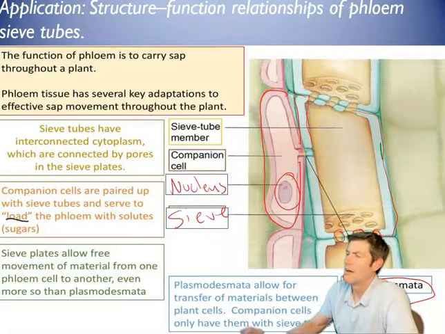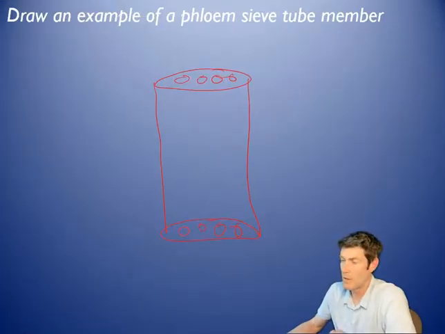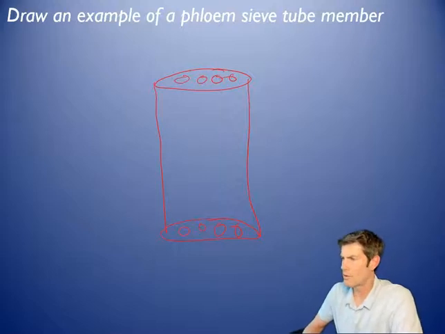Stripped down because it's there primarily to move minerals, amino acids, but primarily sugars from the leaves down to the roots, all other parts of the plant. So make sure you draw one of these sieve tube members here.